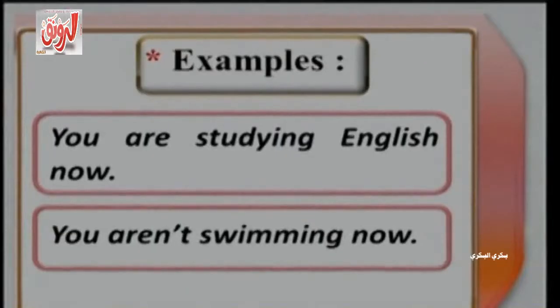You aren't swimming now. Have a look upon the first example. You are studying English now. Affirmative sentence, not negative nor interrogative. You aren't swimming now. Negative sentence. You should add not to the verb to be to turn your sentence negative.